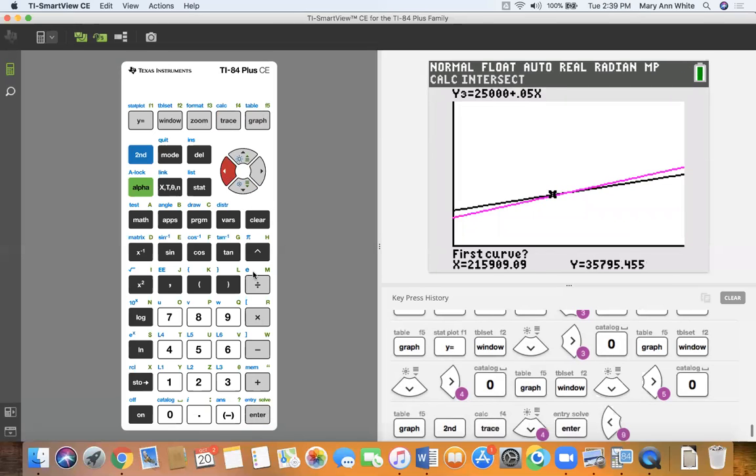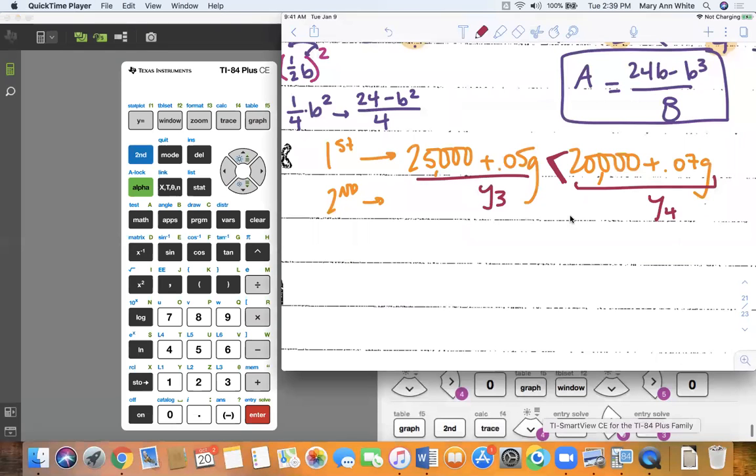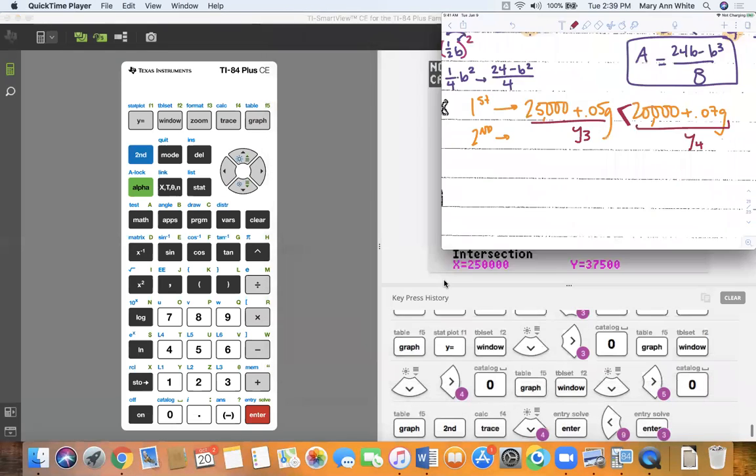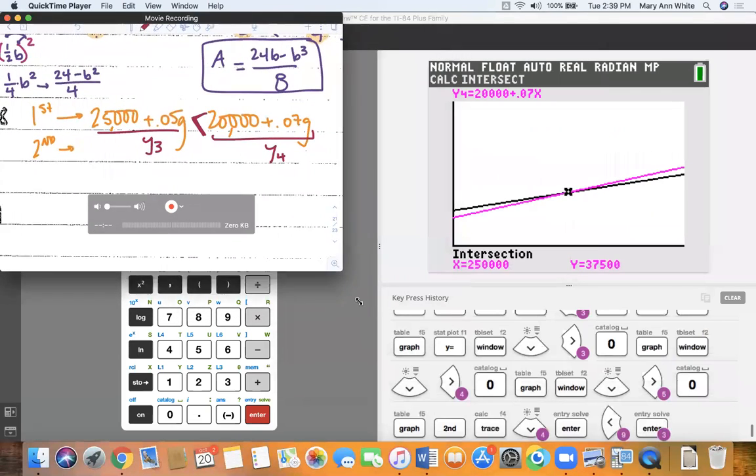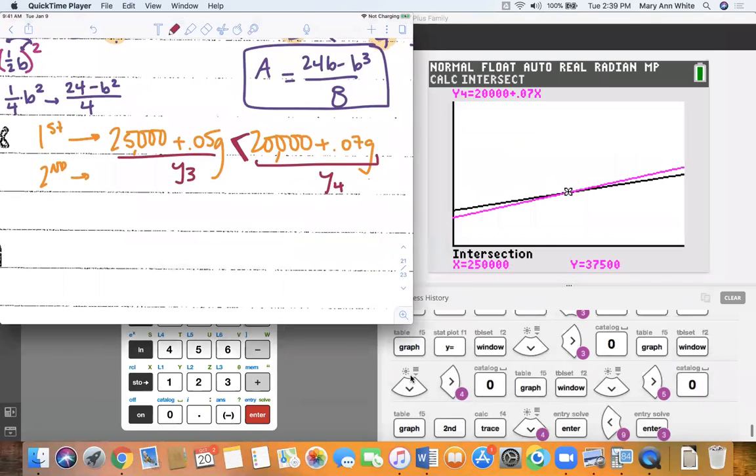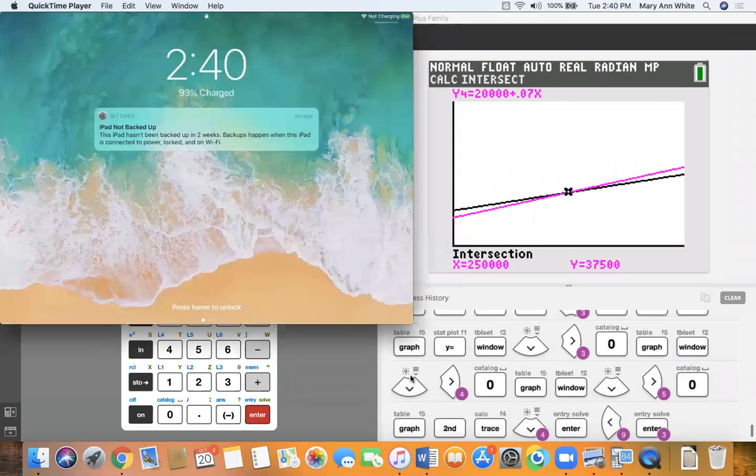Let me zoom out. Okay, first curve. Okay, second curve. Perfect. They intersect at $250,000. I'm going to just play around so you can also see my window. If you solve this algebraically, you probably already solved it before we did graphically, but I wanted to show you graphically, and I wanted to show me struggling through it so that you knew that it's okay if you do too.